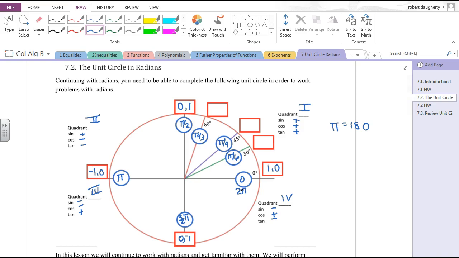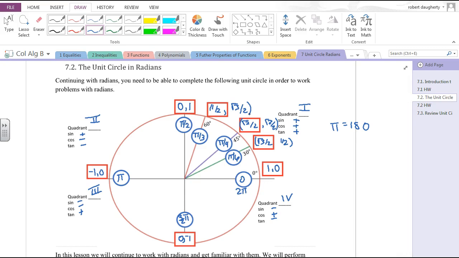And then filling out the values, this is the same thing we did before. Square root of 3 over 2, 1/2. And then square root of 2 over 2, square root of 2 over 2. And then 1/2, square root of 3 over 2. Those are our values. Then everything else just works the same. It's just that instead of talking about degrees, we're now talking about radians.